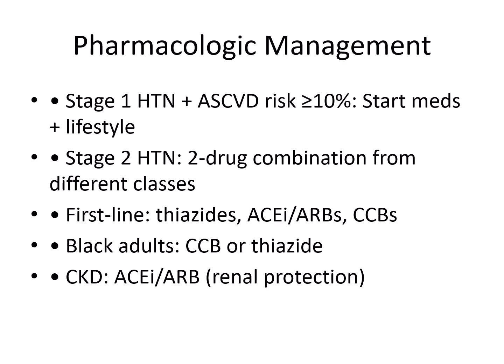Now, for pharmacologic management. Pharmacologic treatment is stage and risk based. If the patient has stage 1 hypertension and a 10-year ASCVD risk over 10%, you start meds along with lifestyle. For stage 2, start 2 meds from different classes. You can use thiazide diuretics, ACE inhibitors or ARBs, and calcium channel blockers as first line. African American patients respond well to thiazides and calcium channel blockers. However, for patients with chronic kidney disease, ACE inhibitors or ARBs are indicated because they can provide renal protection.